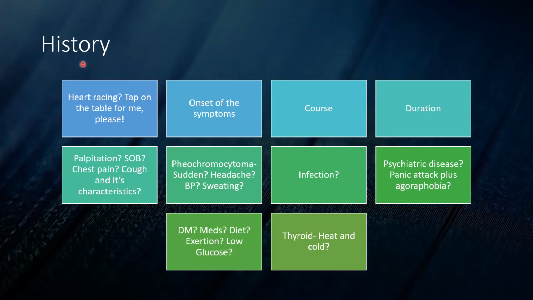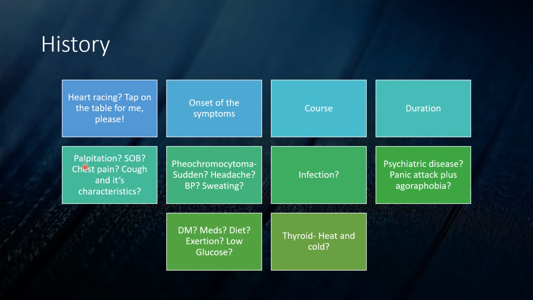Okay, we will take history, right? Then the history will start by what's happening. The patient will say, my heart is racing. Then we'll tell the patient, can you tap on the table for me, please? Describe how the heart is beating, if you can. Then you pick that up. Then we'll ask, when has this started? Onset of the symptoms, the cause of the symptoms, whether it's getting worse or not, and for how long.